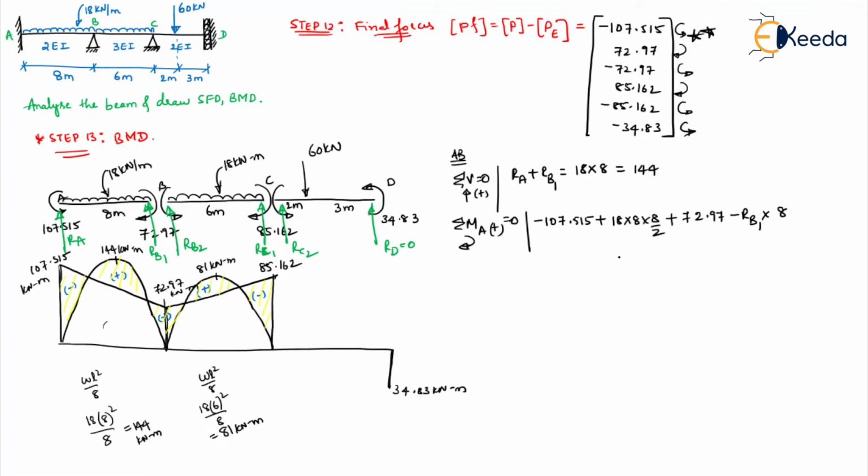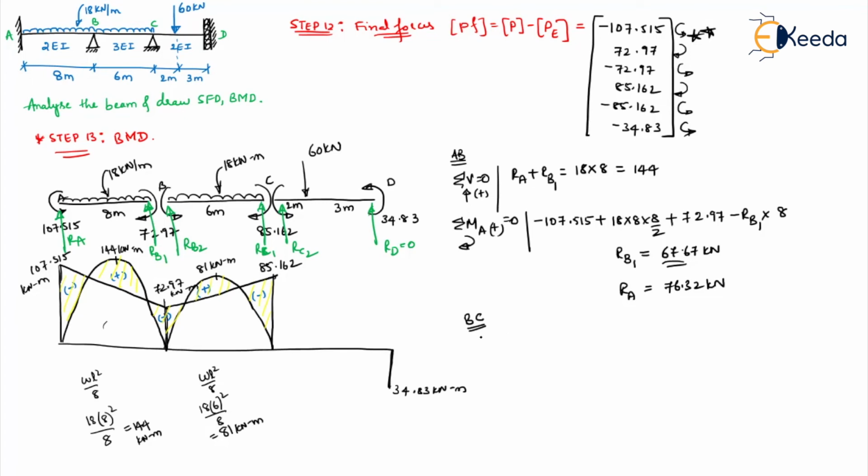Okay, so this will give me the value of RB1. How much will it be? 67.67 kilo Newton. So substitute this back here, you will get your RA. How much will it be? 76.32 kilo Newton. Similarly do for BC.